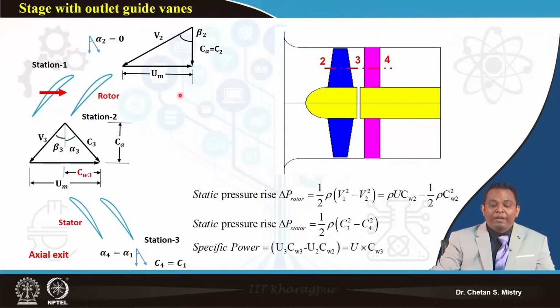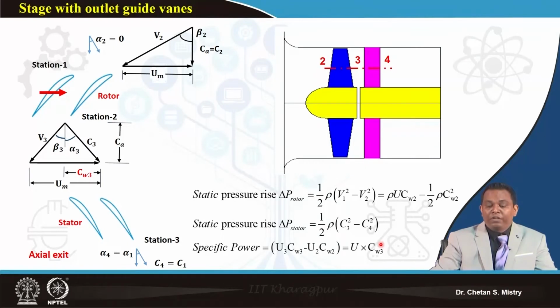Okay. So by providing this outlet guide vane, we are taking care of the whirl component coming out from the rotor. If I write my pressure rise, it will be slightly lower compared to our earlier configuration. And my specific power will be a function of U into CW3. So what is my requirement? Accordingly, I need to design the configuration.